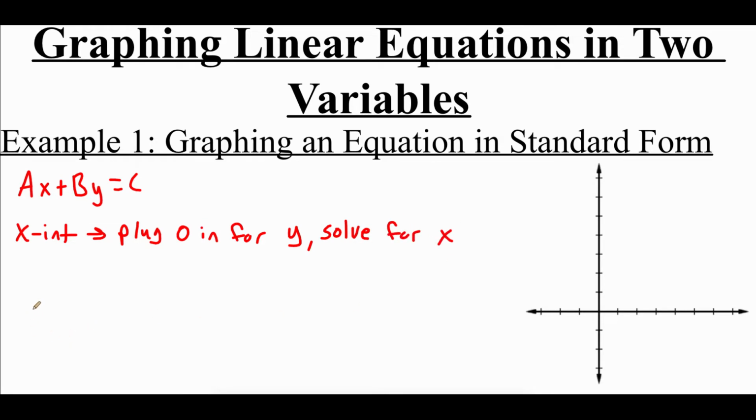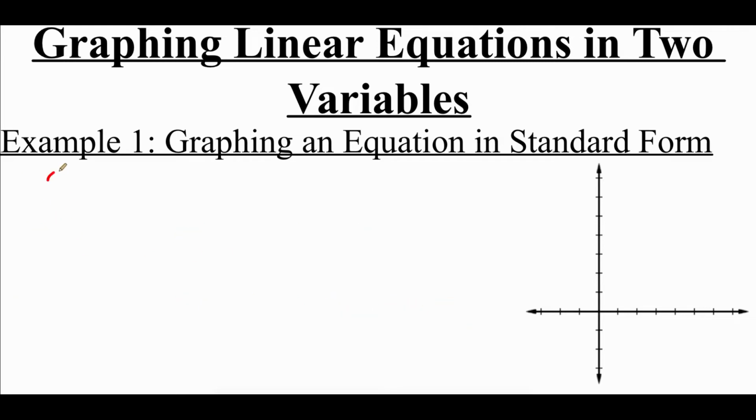And then the other point that we're going to use is our y-intercept, which is the point where our line crosses through the y-axis. And what we're going to do here is plug in 0 for our x value, and then solve to find the y value that corresponds with that.